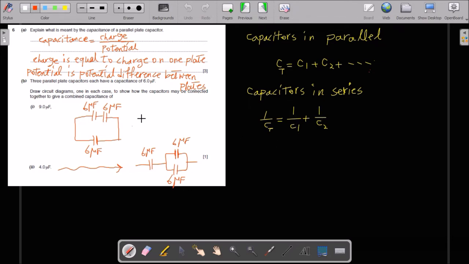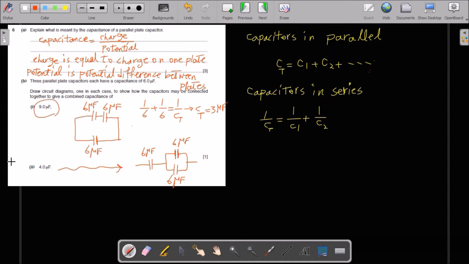For example, I draw this figure for 9 microfarad. So 6 and 6 in series: 1 over 6 plus 1 over 6 is equal to 1 over C total. So C total will be 3 microfarad. And in parallel, you should add them. So 3 plus 6 will be 9.